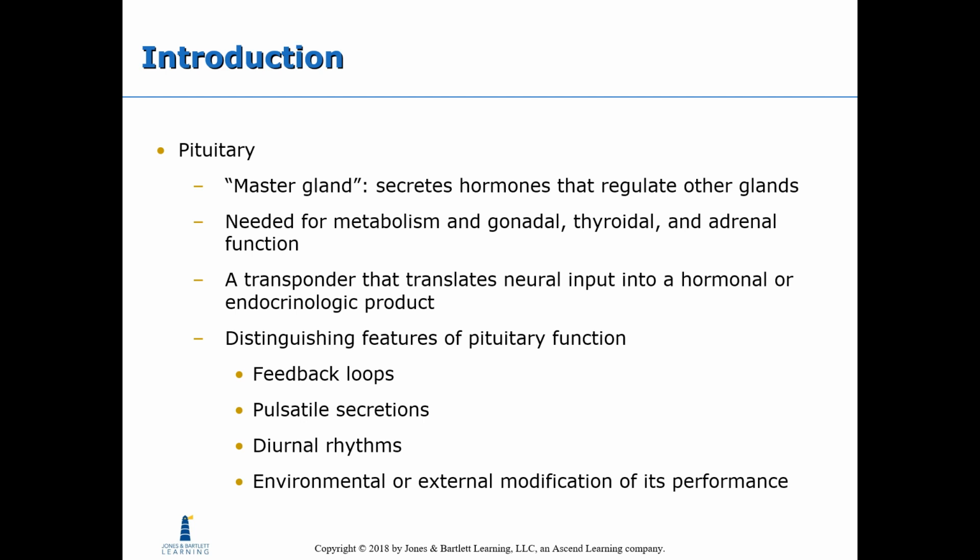Distinguishing features of pituitary function are feedback loops, pulsatile secretions, diurnal rhythms, and environmental or external modification of its performance.